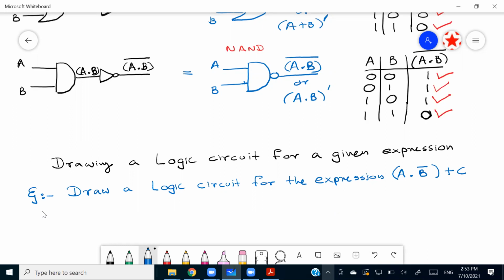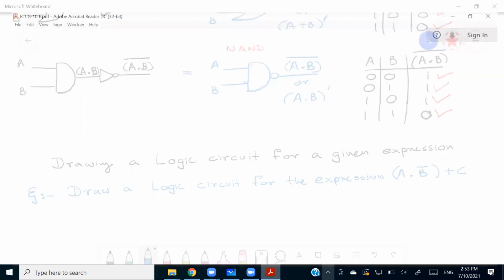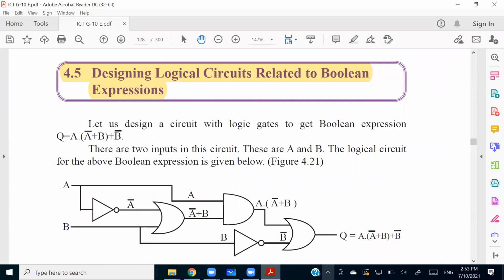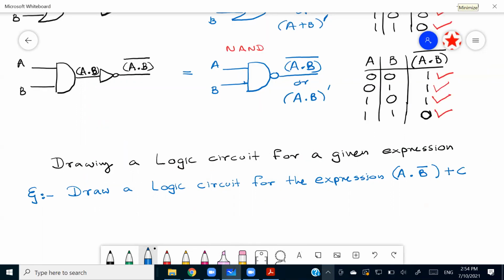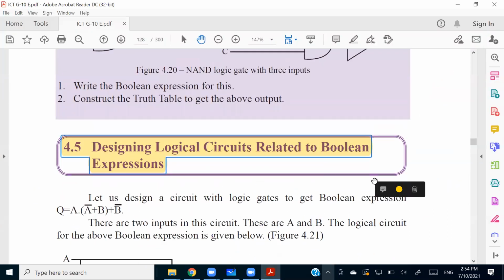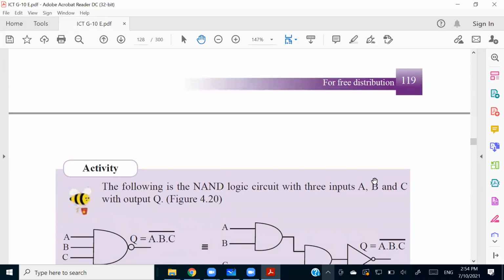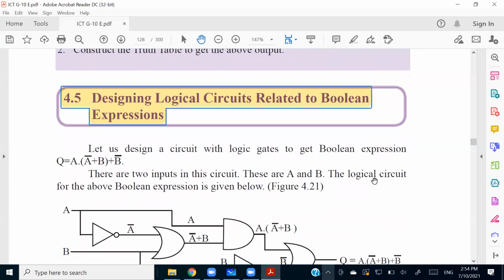Now, when you are given a particular expression, you can go with the title of this one, Designing Logic Circuits Related to a Boolean Expression. In your book, what is the page number, people? It's 120. Yeah, 120. Designing logic circuits related to Boolean expressions.